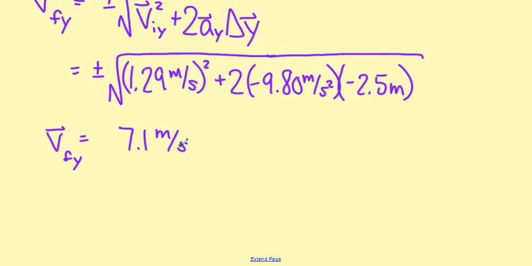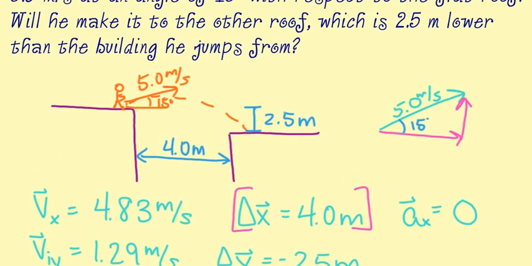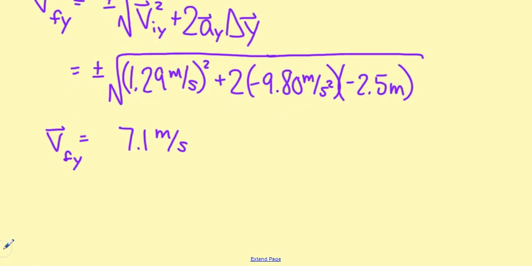Now, I told you we'd deal with that plus or minus in a minute. If I think about my diagram, I notice that my person is going downward when he gets to the second building. He's kind of going at an angle, but in the y direction it would be down, not up. And that means that that plus or minus really becomes a minus, showing the direction of that final velocity.